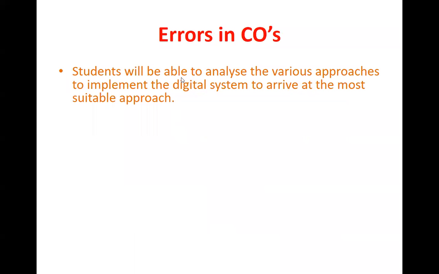Okay, so now errors in COs. If you see this course outcome: student will be able to analyze the various approaches to implement the digital system to arrive at the most suitable approach. Okay, so can you find out the mistake, or is there any mistake in this? You can use the chat window. Is this all right, this course outcome?